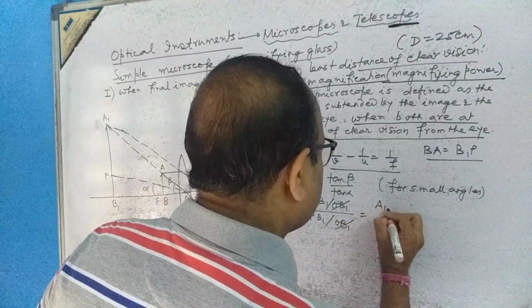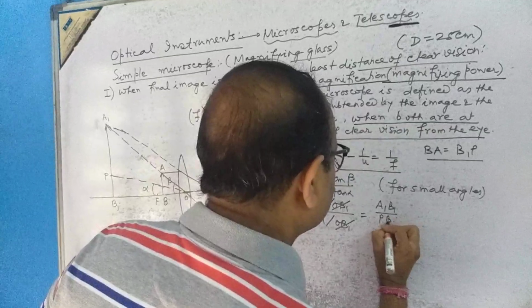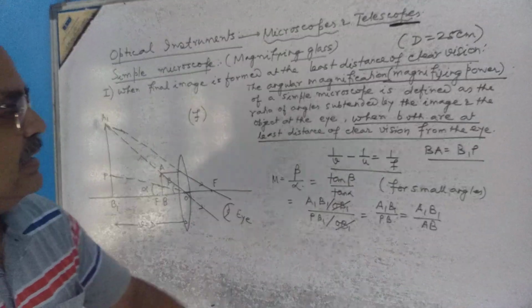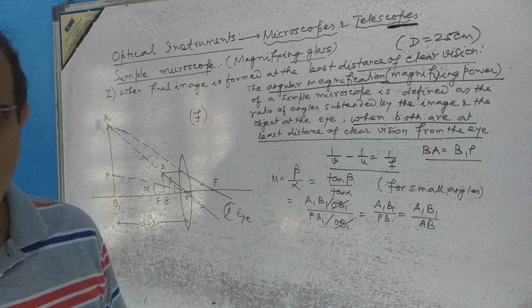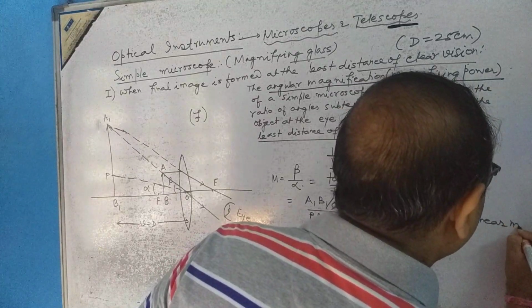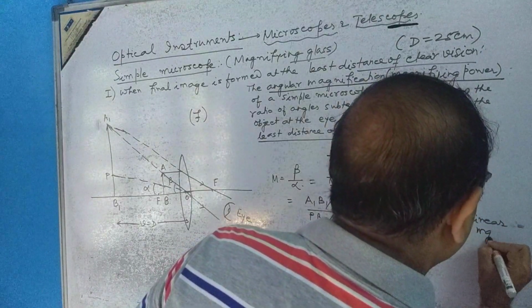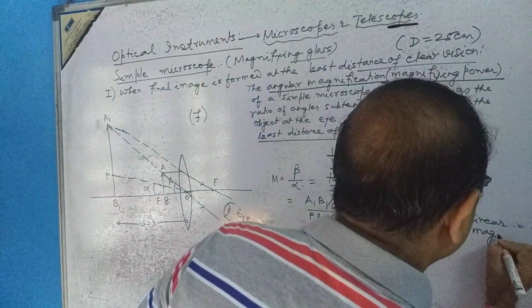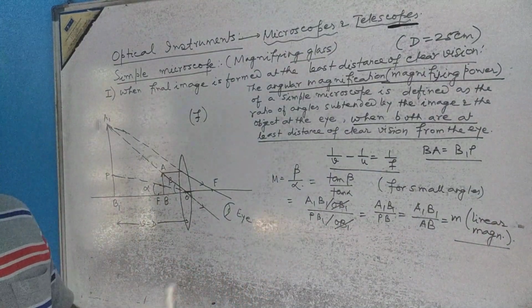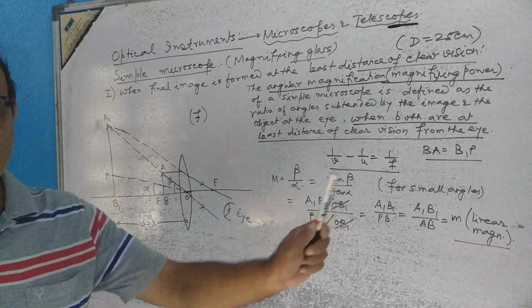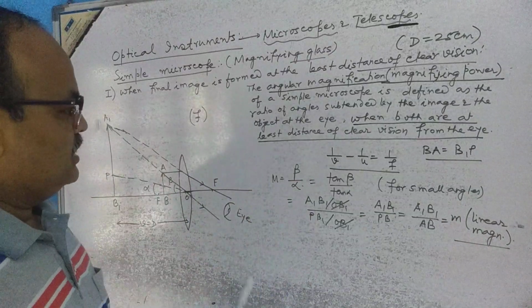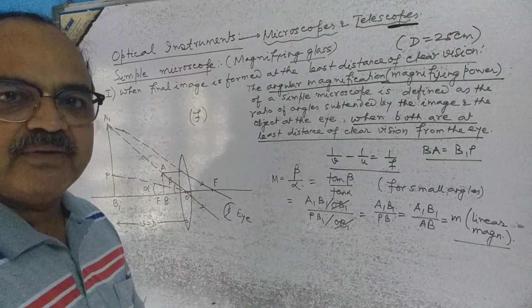How much are we getting? A1B1 by PB1, which is equal to A1B1 by AB. What are these? Size of the image by size of the object. Are you agreed? This is equal to small m, which is called linear magnification. Look, what are we getting ultimately? We are getting here that the angular magnification is equal to the linear magnification in this case.